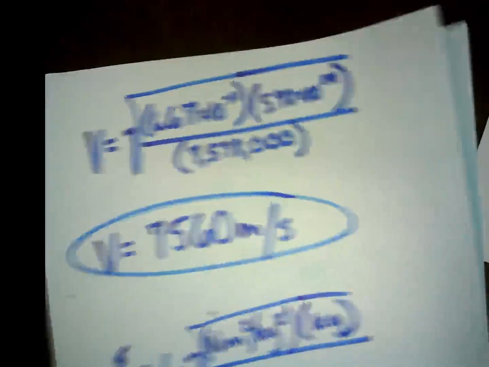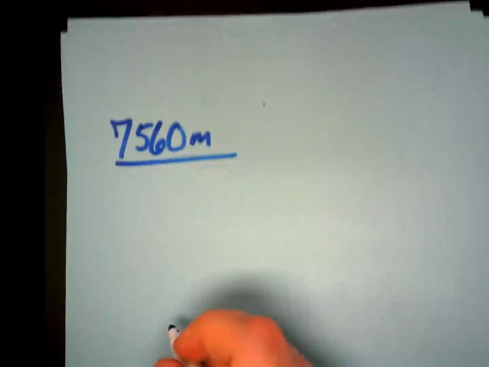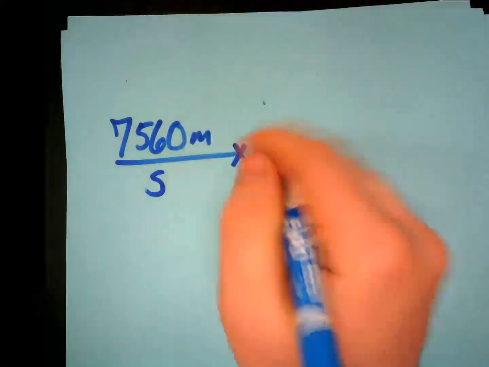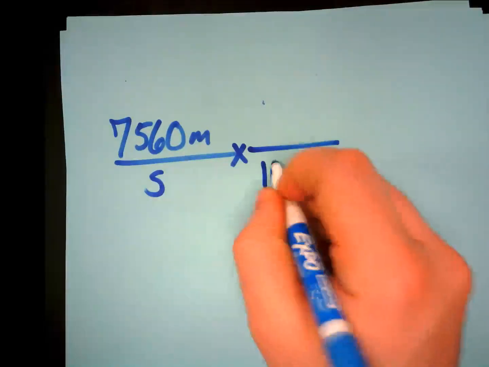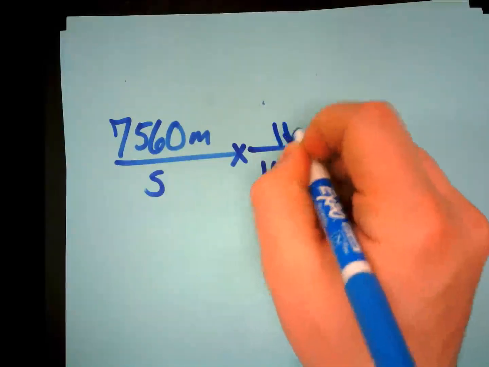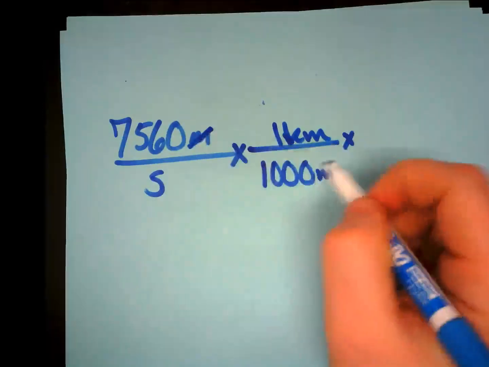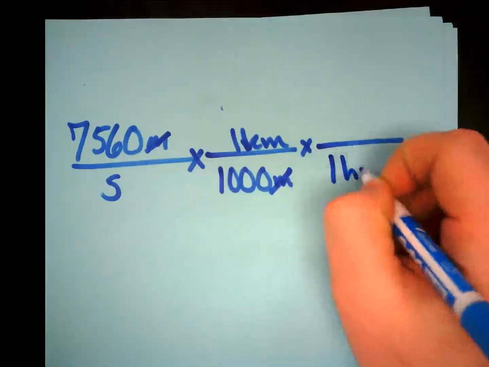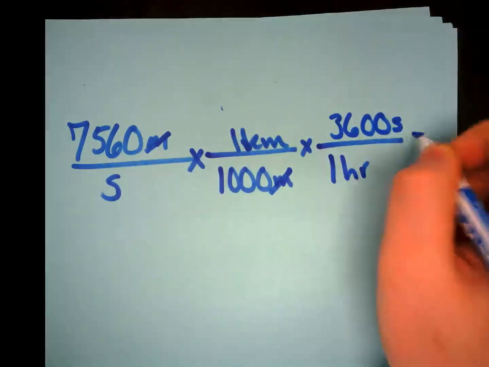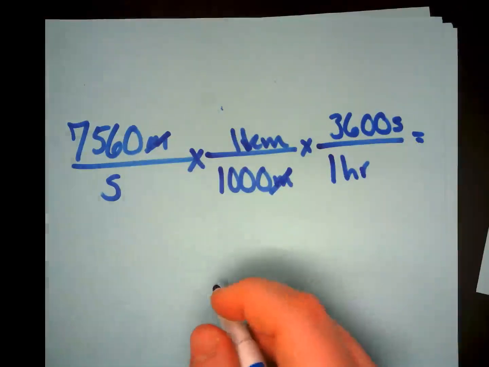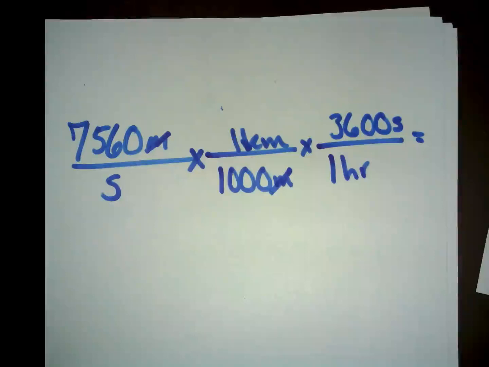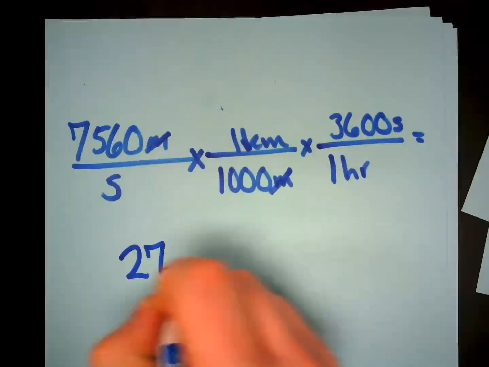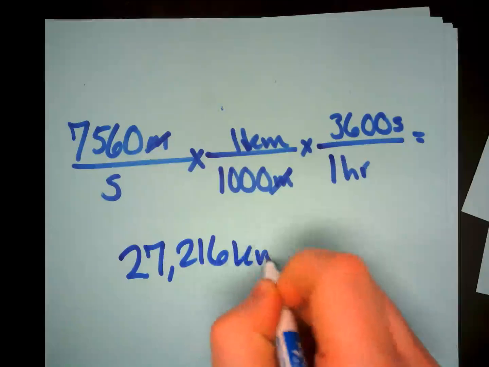So we've got meters per second, 7,560 meters per second, but we also need to put this in kilometers per hour. So first I want to change my meters to kilometers. In every kilometer there's 1,000 meters. Those will cancel out and I'd be left with kilometers. Need to convert seconds to hours. Well, in every 1 hour, there's 3,600 seconds. And then I would solve for that, and I'd be left with 27,216 kilometers per hour.